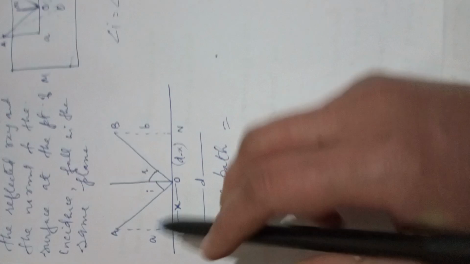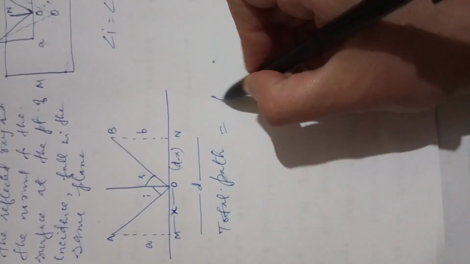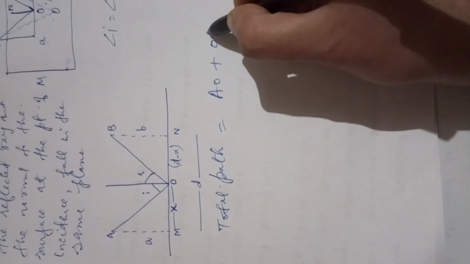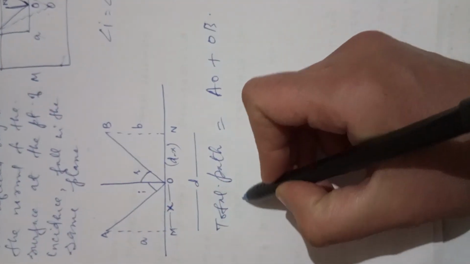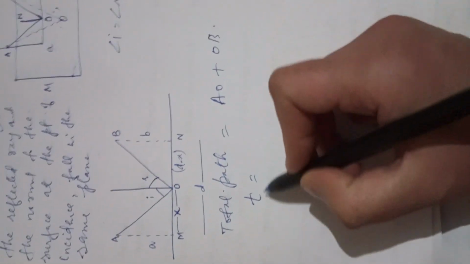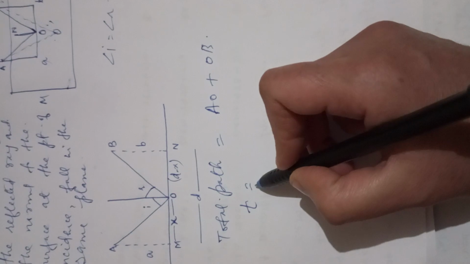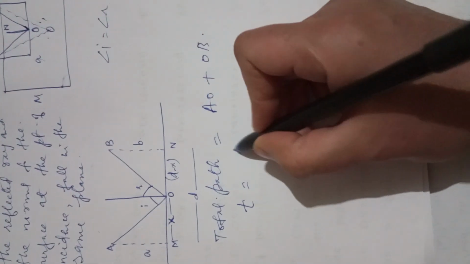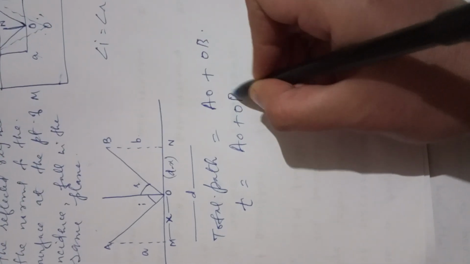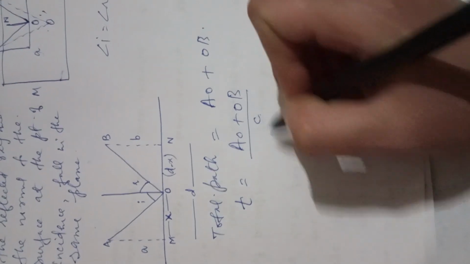Total path length is how much? AO plus OB. And what is the time taken to cover this path? Because we know that time is how much? Distance by velocity. So it is AO plus OB, divided by the velocity. And what is velocity? Velocity is the velocity of light, c.